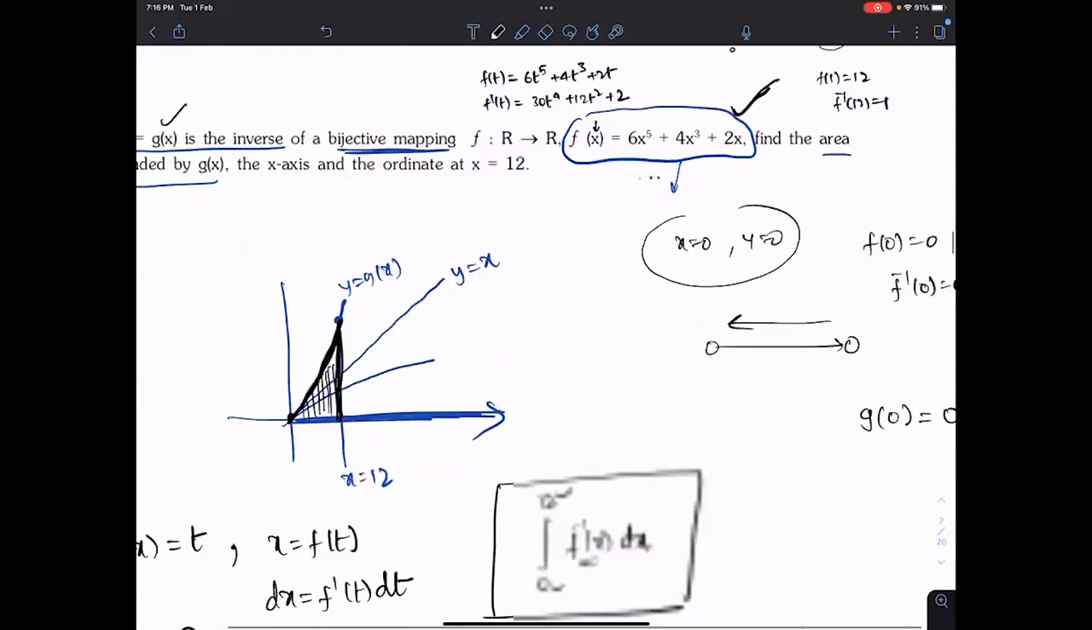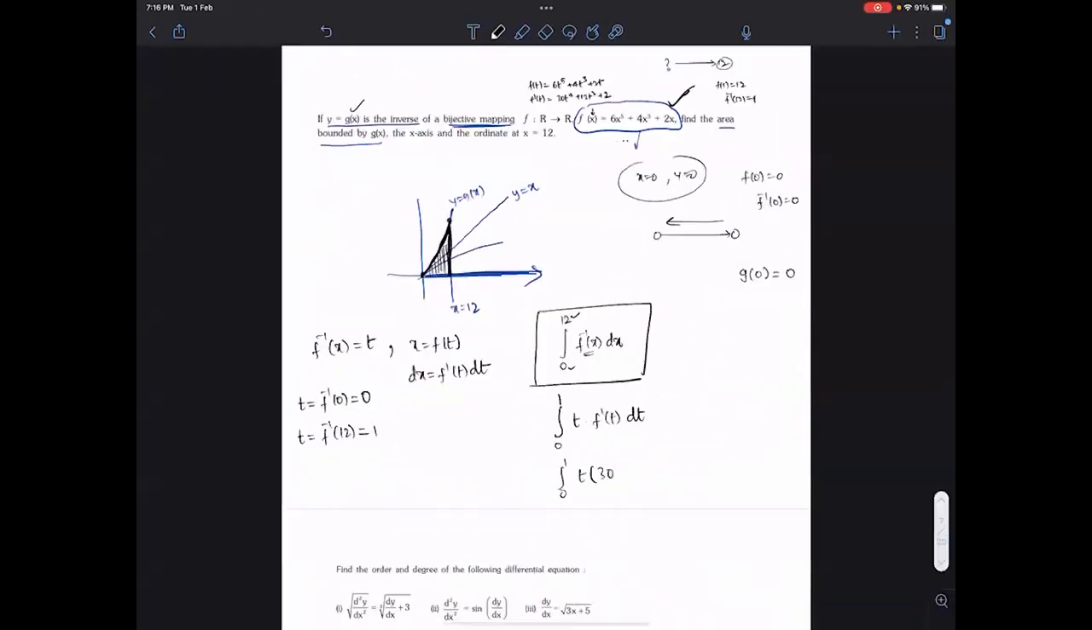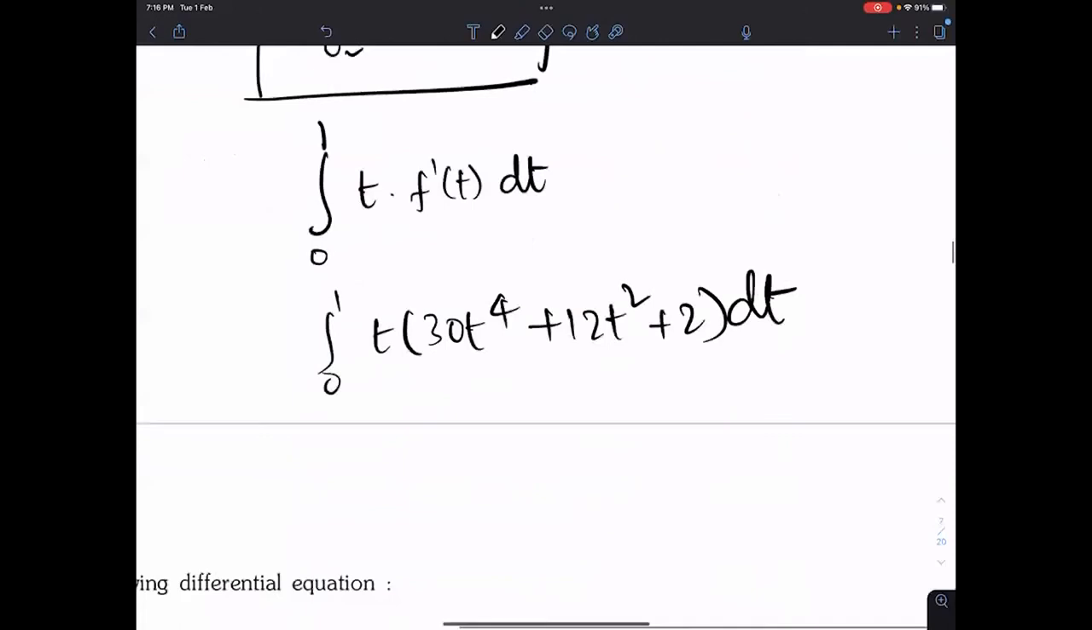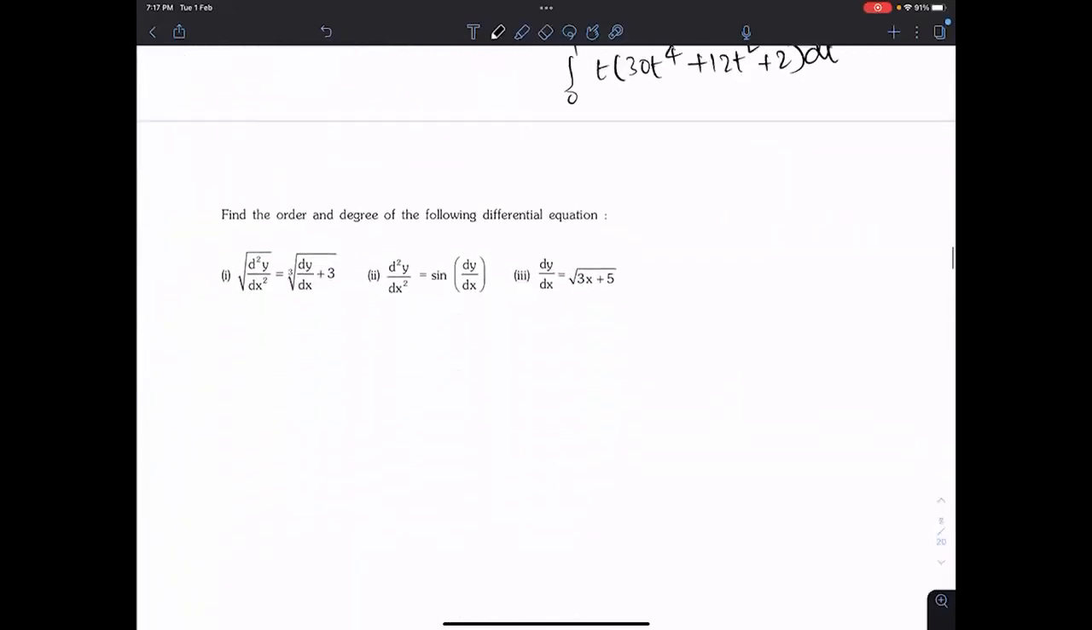So integral 0 to 1 t times, what is f dash of t we have got? 30t power 4 plus 12t square plus 2 times dt. Done, na? That's all. Okay. This integration you can do easily, t power n integrations only. Fine. Next, differential equations we will see.